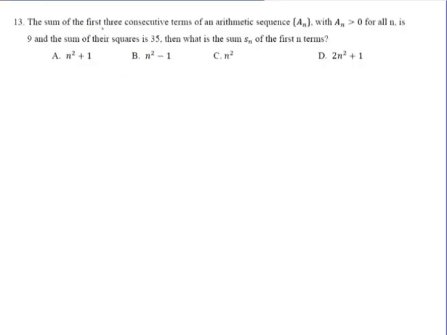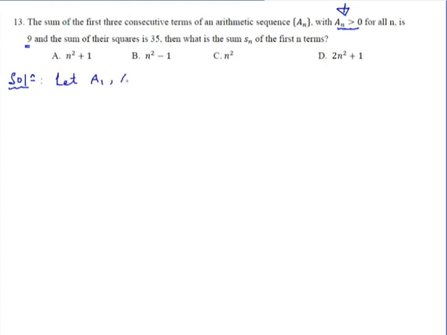The sum of the first 3 consecutive terms of an arithmetic sequence an, with all the terms positive, is 9. All the terms of this arithmetic sequence are positive. And the question says the sum of the first 3 consecutive terms of this arithmetic sequence is 9. Let me put the information properly. Let a1, a2, a3 be our first consecutive terms.